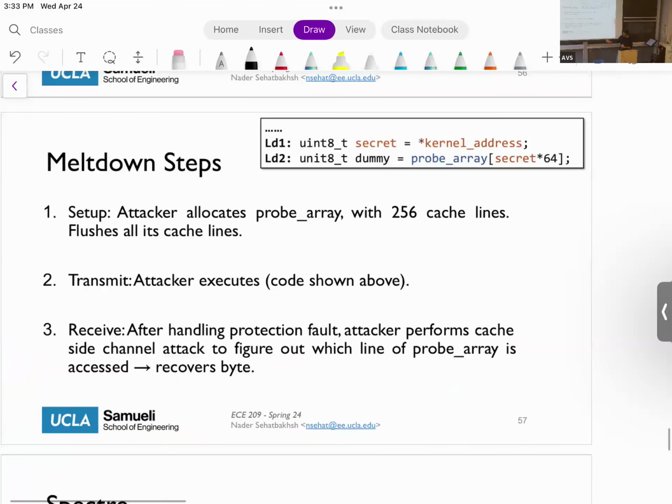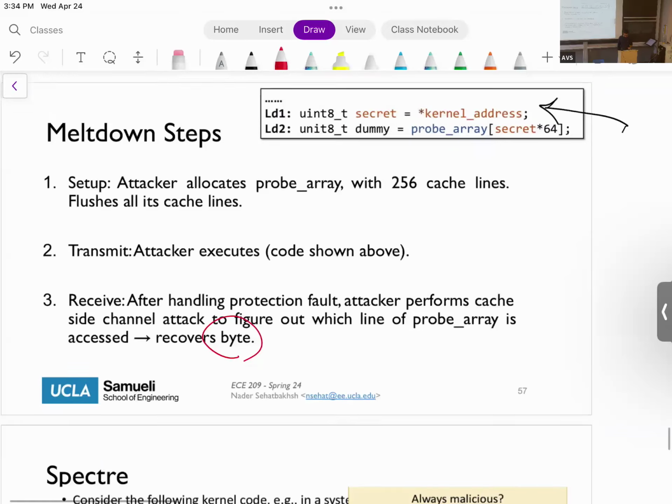So yeah, these are the details. The attacker allocates the probe array, let's say with 256 cache lines, and flushes all of them off the cache, making sure that none of them is already cached. Then the attacker executes the code shown here. Then what we will see is which address has been loaded into the cache, and that's the value of the secret. Okay, that's how we know the actual byte.